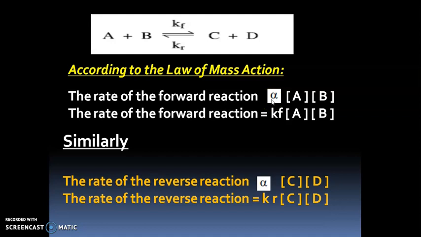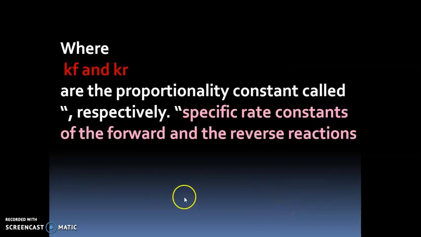When this proportionality sign is replaced by an equal sign, a rate constant is placed here, that is Kf. So our expression is the product of Kf, A and B. Similarly, the rate of reverse or backward reaction is directly proportional to the active masses of the products according to the law of mass action. When this proportionality sign is replaced by an equal sign, a rate constant Kr is placed here, and the expression becomes like that. Here, students, Kf and Kr, the proportionality constants, are specifically called the specific rate constants of the forward and reverse reactions.